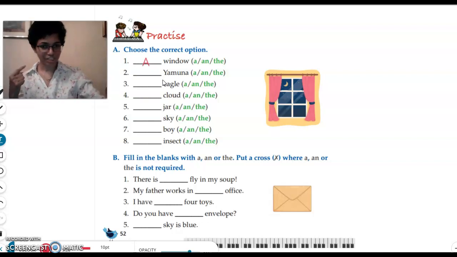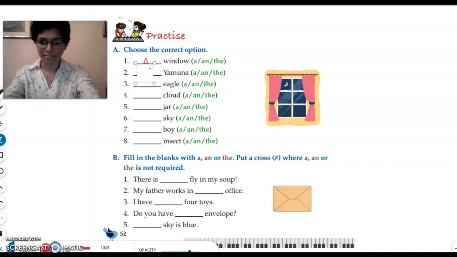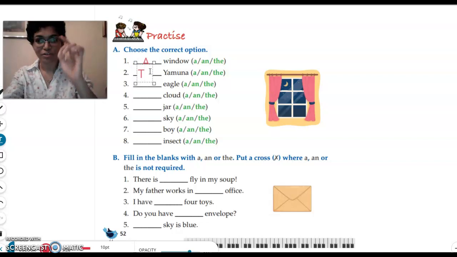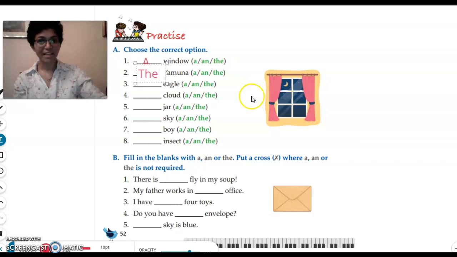So what do I put here? If it is one single river, it is a specific name. So what do I put here? The. I have to put the here. Okay, we put the. Remember, always you have to start a sentence with capital letter, right? Please remember that you have to start the sentence in capital letter. Let me put this a little ahead.